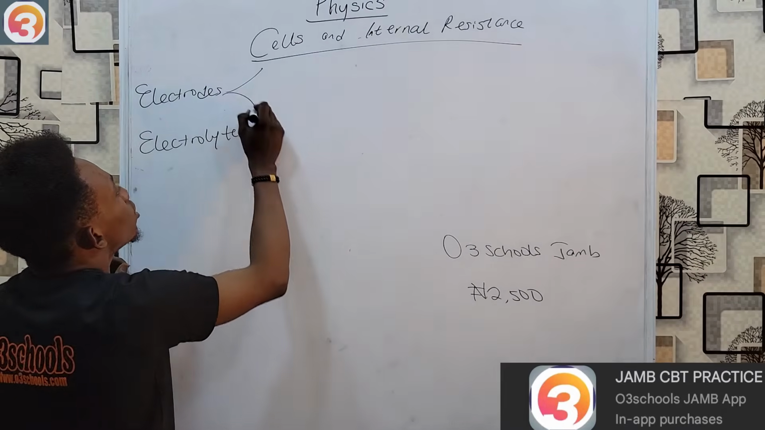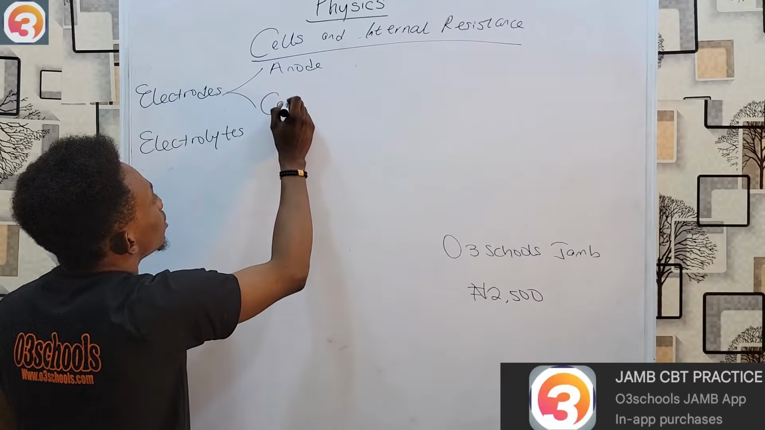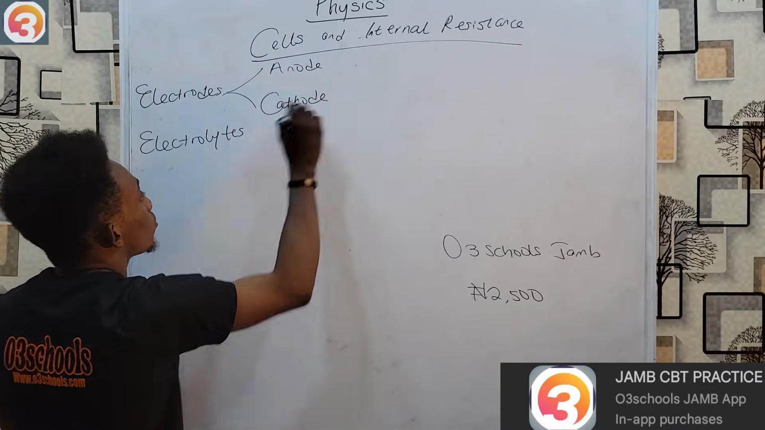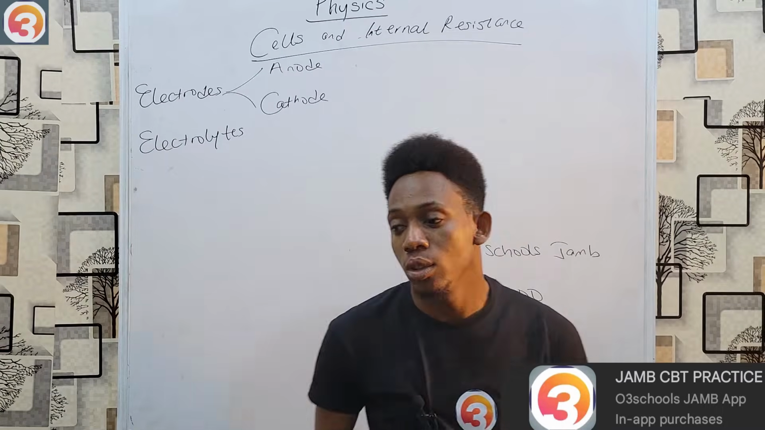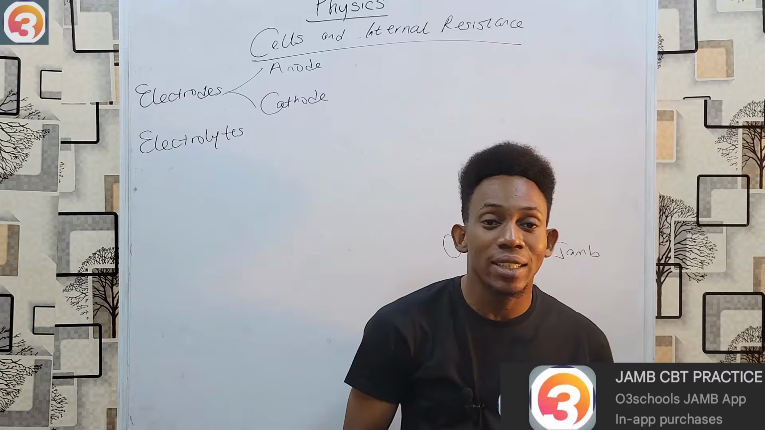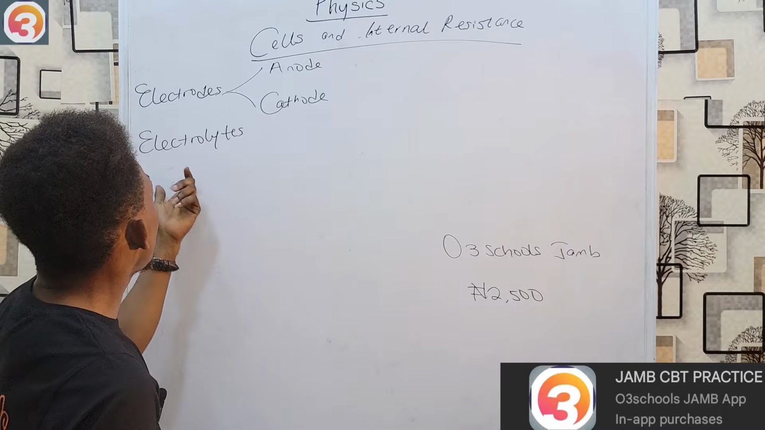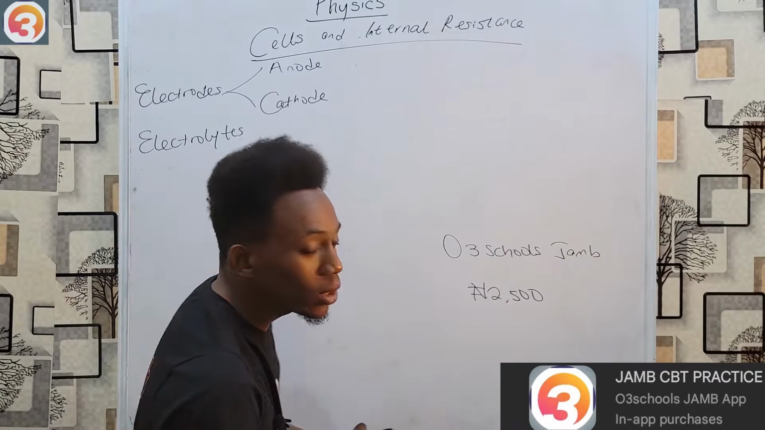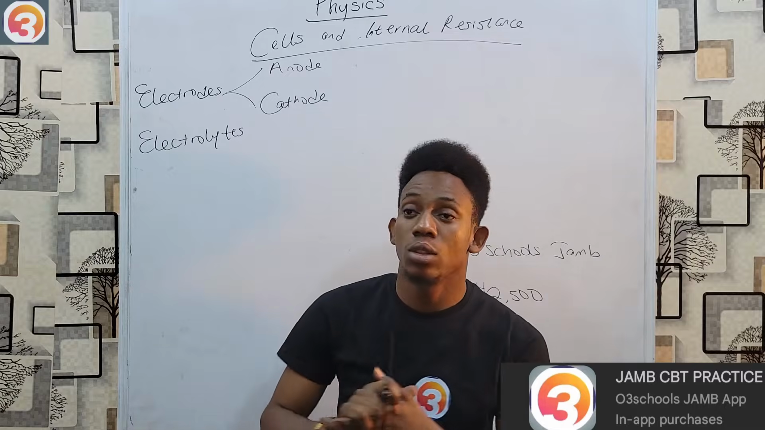And the electrodes are of two types: the anode and the cathode. The anode is the positive electrode, while the cathode is the negative electrode. Your electrolyte, on the other hand, is usually a molten solution of some salt.